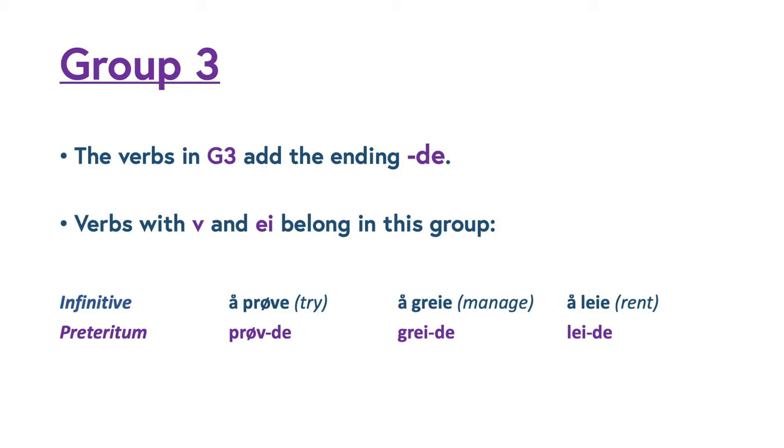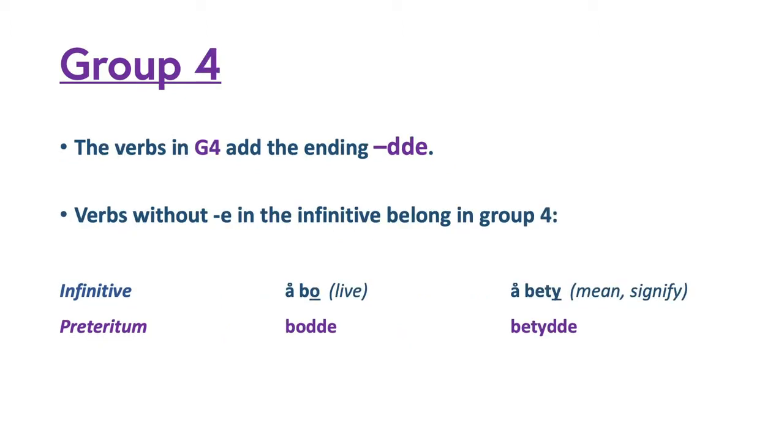Group 3. The verbs in Group 3 add the ending -de. Verbs with v and the diphthong ei belong in this group, like in å prøve, prøvde, å greie, greide, å leie, leide. Group 4. The verbs in Group 4 add the ending double d, e.